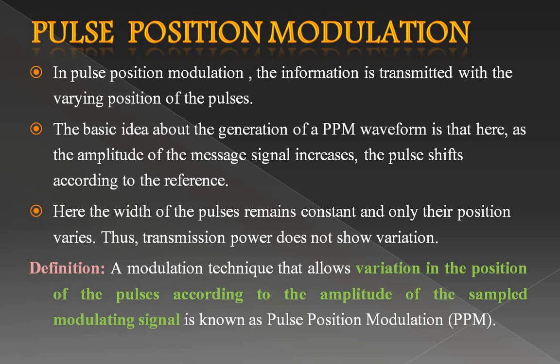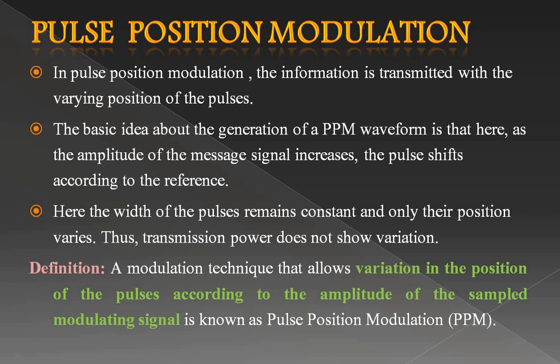What I have said in the definition: the position of the pulses will be varying in accordance with the instantaneous values of your message signal. So whenever the amplitude of your message signal is high, the position of your pulse train will be changing. Similarly, when it is low also, it will be changing depending upon the instantaneous values of your message signal. The width of these pulses will remain constant and only the position will be varying. So the amplitude as well as the width will be constant for your pulse train, and what will be varying? Your position will be varying.